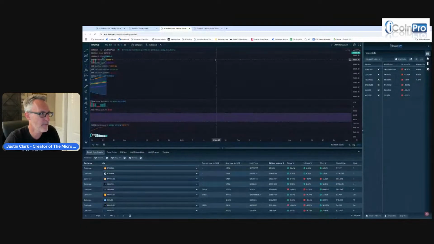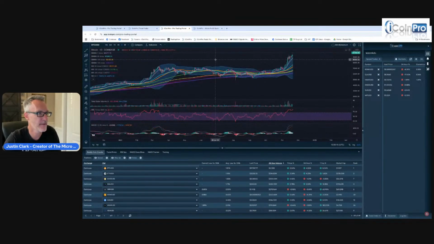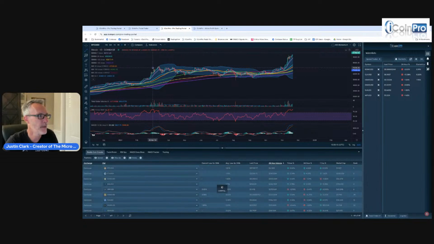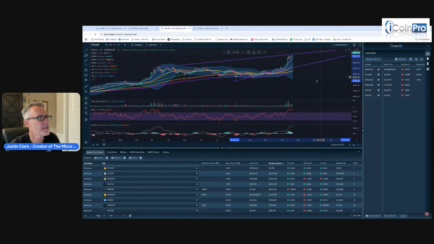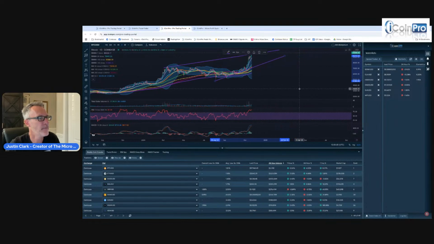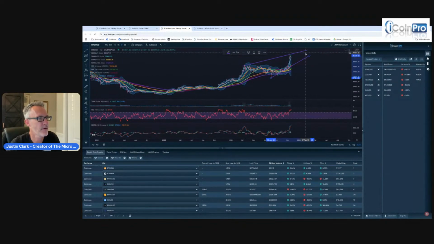And we're almost at 100K. That is an enormous target for Bitcoin. We could be forming what's called a rising wedge, and that is a bearish reversal structure. You can see it here when you have these two lines and it's going up and up.